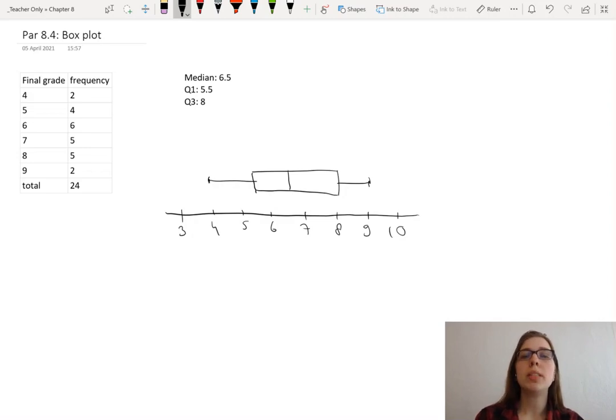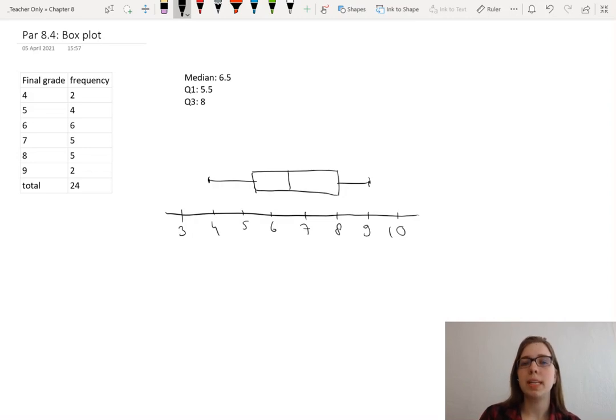This way, all this information is captured. I can see that my range goes from 4 to 9. I can see that my quartiles go from 5.5 to 8, and I can see that my median right there in the middle is at 6.5. So this chart is what we call a box plot because of the box that I draw for my quartiles.